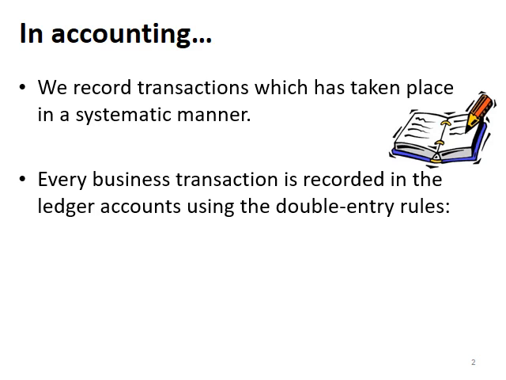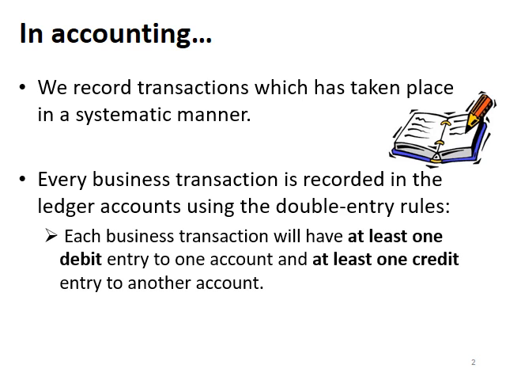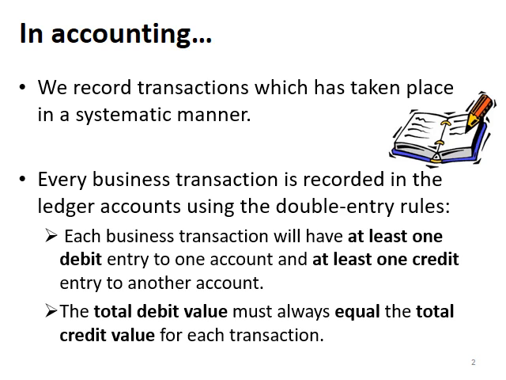Every business transaction is recorded in the ledger accounts using the double entry rules. Each business transaction will have at least one debit entry to one account and at least one credit entry to the other account. And the total debit value must always equal the total credit value for each transaction.